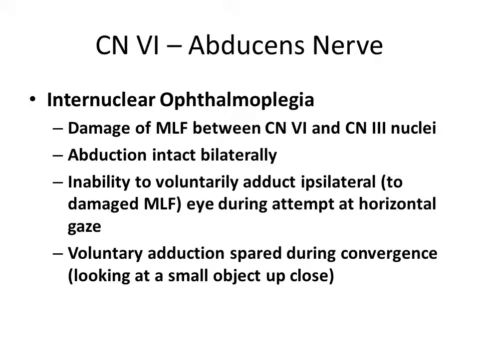So the person, let's say we've damaged the right medial longitudinal fasciculus. The neurons in that right medial longitudinal fasciculus have their cell bodies in the left abducens nucleus, and they're going to go to the right oculomotor nucleus. So when you are asked to follow my finger to the left, because the abducens nucleus is fine, your left eye will look towards my finger.